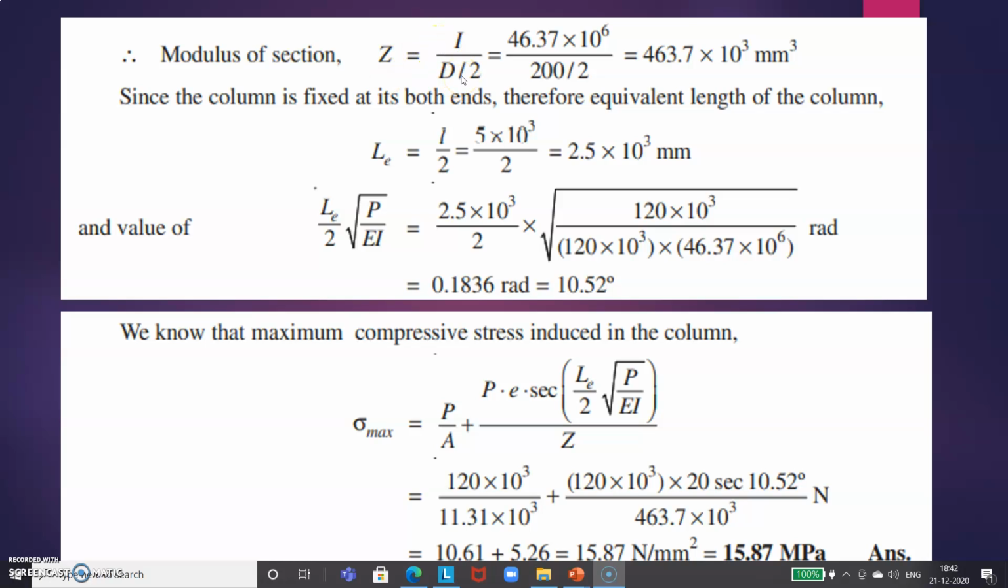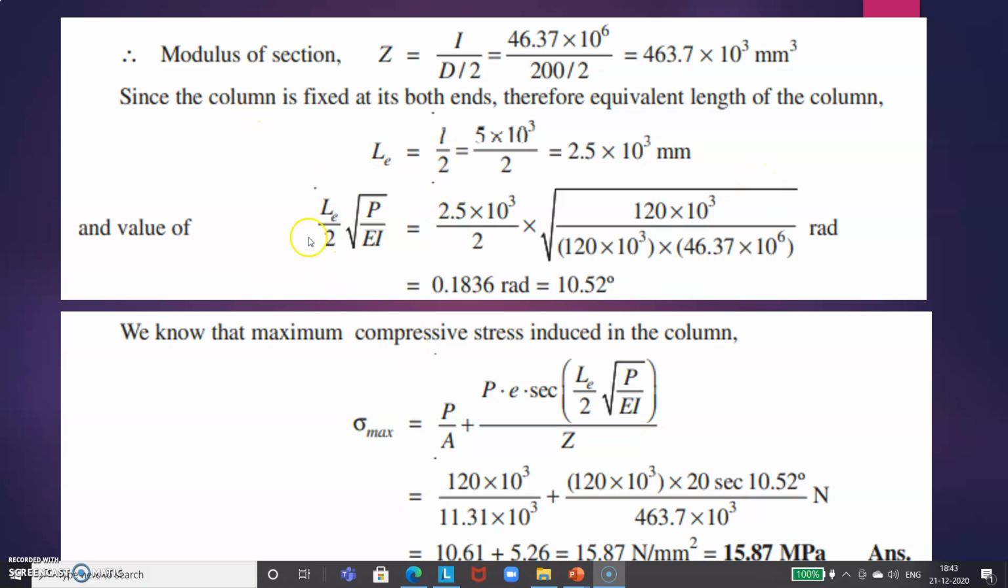Now here the column is fixed at both the ends. It is given, so the equivalent length of the column LE is equal to L divided by 2. What is L? L is equal to 5 into 10 raised to 3. Divided by 2, simplify this, you get 2.5 into 10 raised to 3 mm.